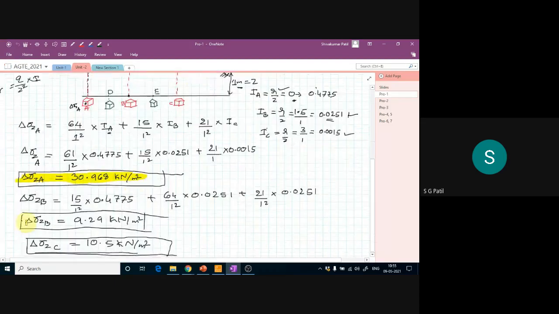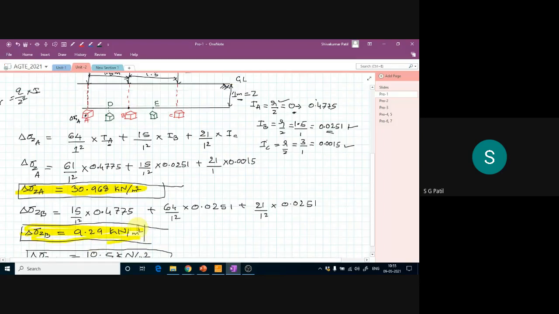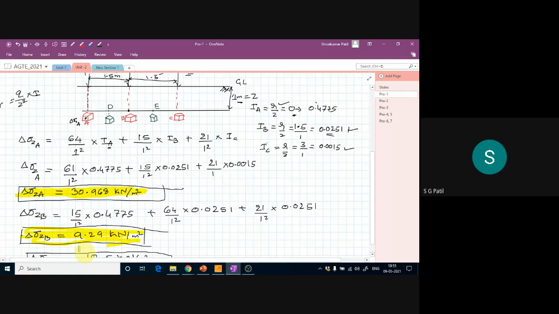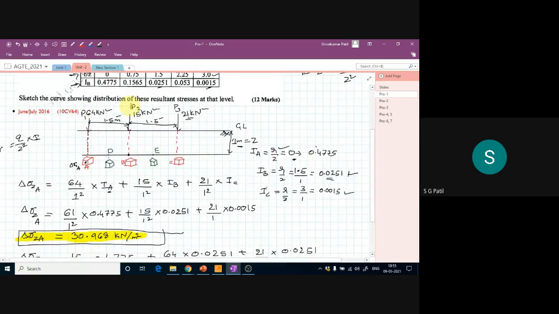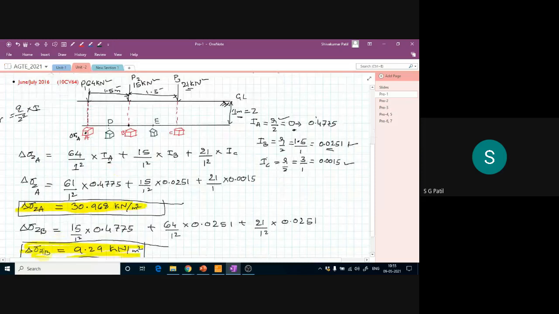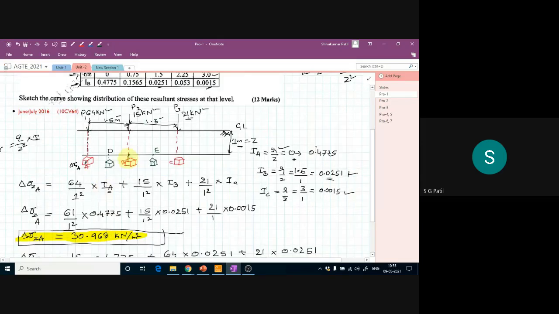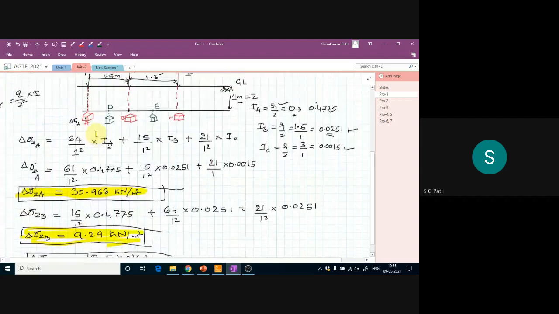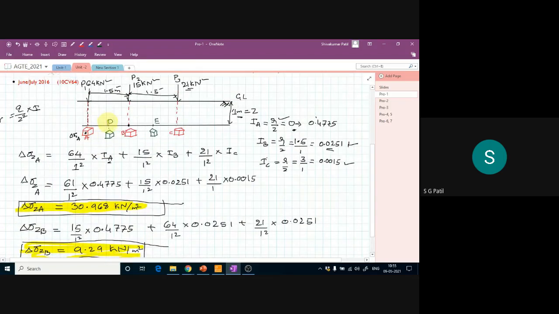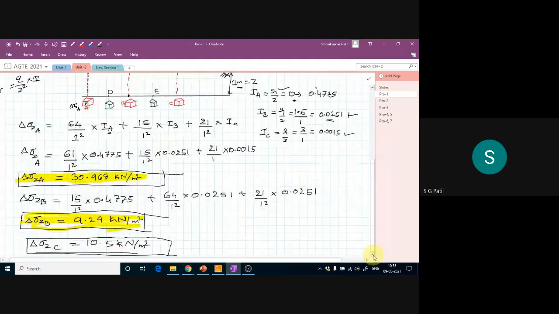Similarly, delta sigma Z B I got as 9.29 kilonewton per meter square. This is the increase in stress at point B due to P1, P2, and P3. Similarly, at C due to P1, P2, P3. Now they have also asked you to find the stress increase at D and E. Let me calculate that.